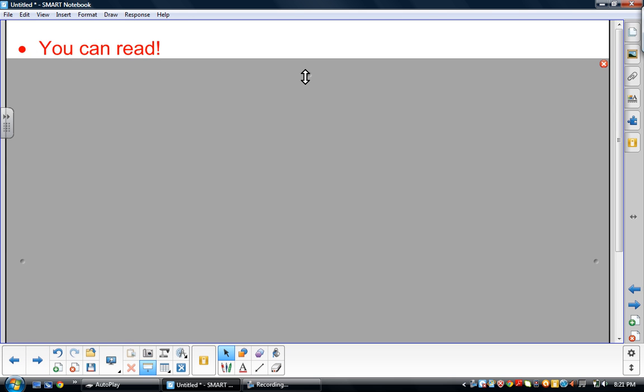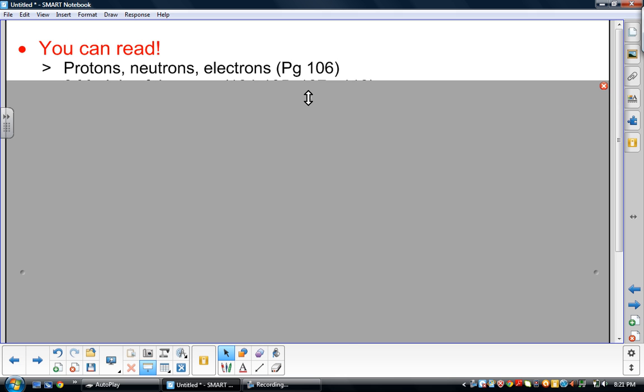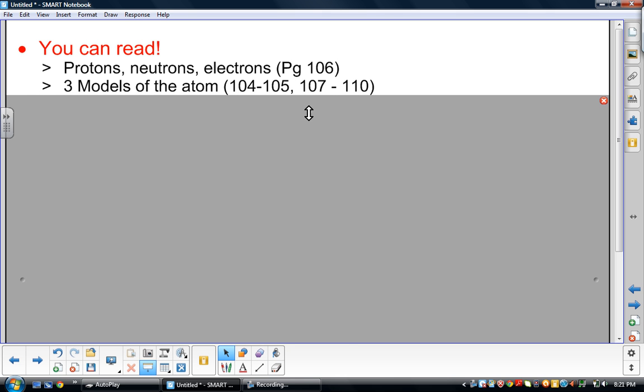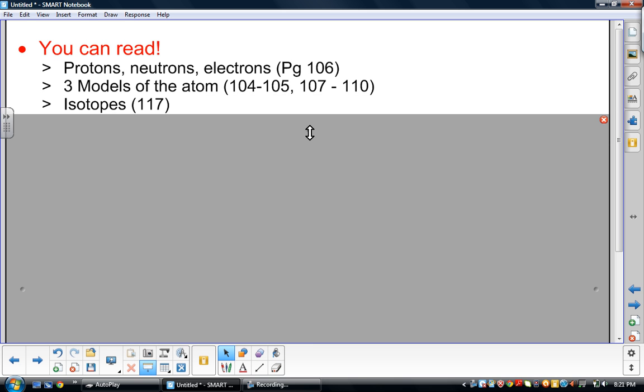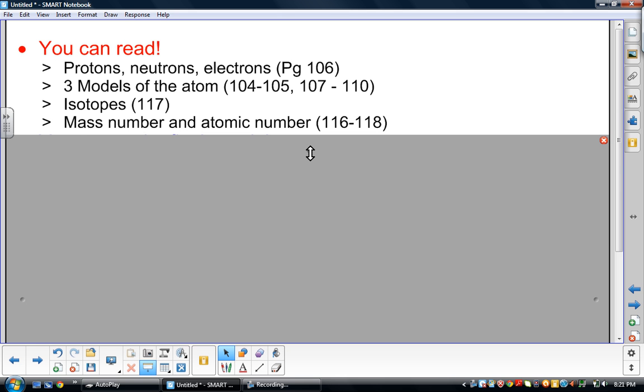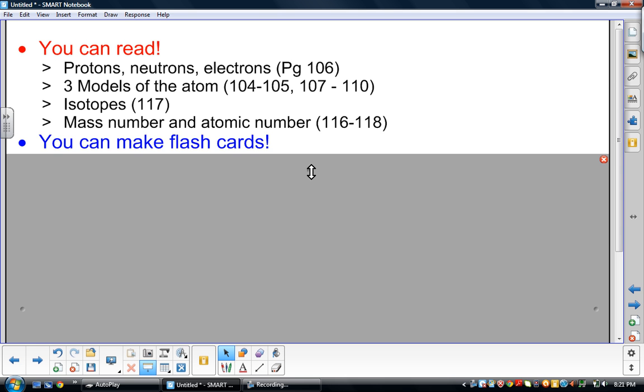Number 1, you can read. We've got books in the back. Make sure you get the physical science book and not the physics book, unless you really want to read the physics book. So, protons, neutrons, and electrons on page 106. The 3 models of the atom, Bohr, Democritus, and modern model. They're on a couple different pages. Isotopes are on page 117. Mass number and atomic number on page 116 through 118.